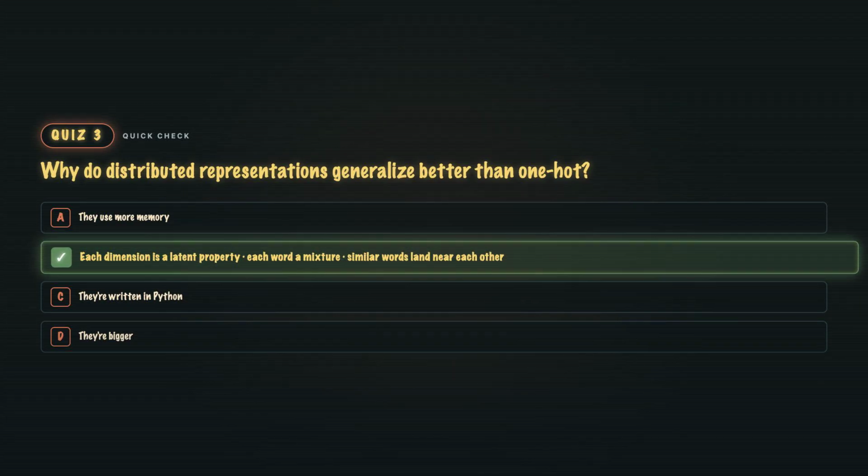B. Overlap. In distributed vectors, each dimension participates in many words and each word activates many dimensions. If the network hasn't seen RIZZ but has seen charm and confidence, RIZZ still gets a reasonable vector because it lands in the same neighborhood. One-hot can't do this. Every word is isolated.